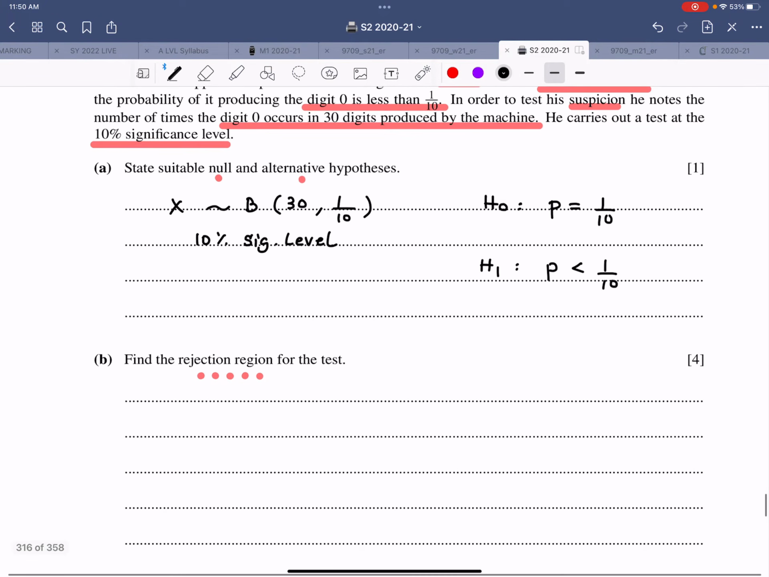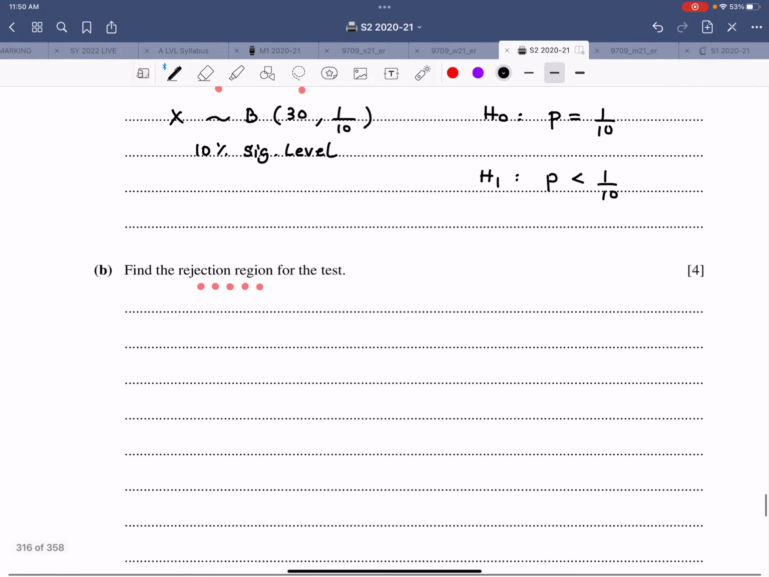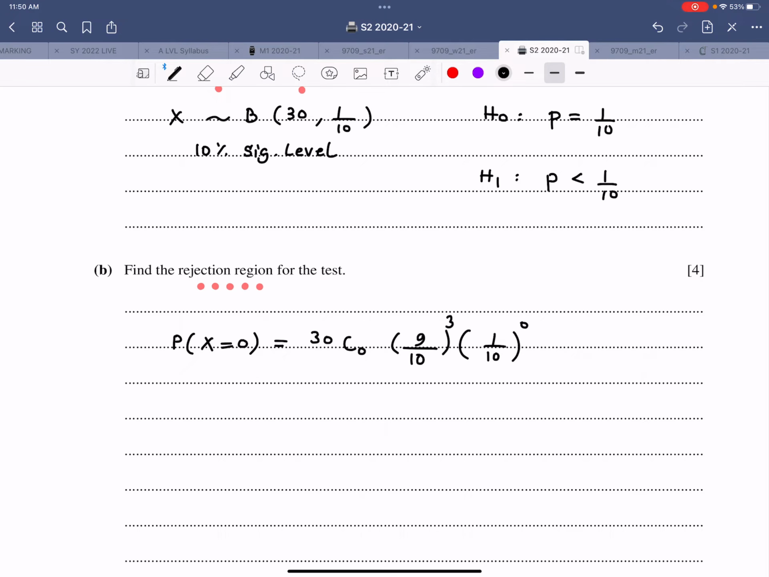And you have to find the rejection region. So what you do is you start with 0. Probability X equals 0. That is 30C0, success raised to the power of 0, failure raised to the power of 30. You calculate this value and write it as a percentage, that is 4.24%. Then you calculate probability X equals 1. And that is 30C1, 0.9 raised to the power of 29, 0.1 raised to the power of 1, and then you calculate this percentage.